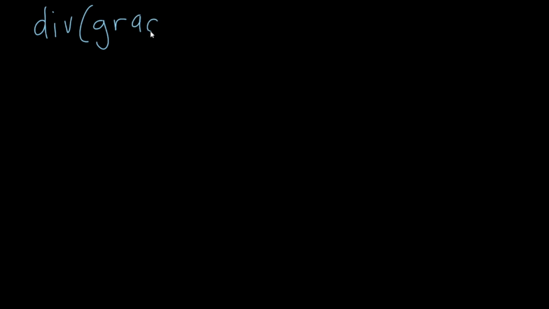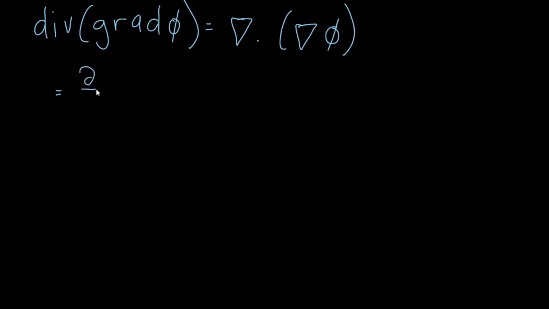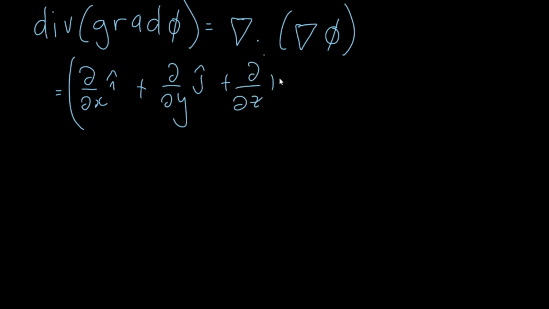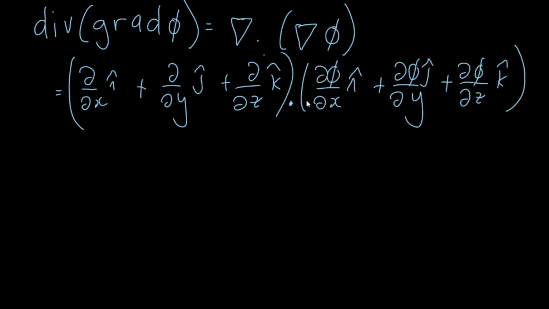So that's grad of φ. So what we're doing is the del operator dot product with del φ. And we can just write this out fairly easily. So the del operator is ∂x, ∂y, and ∂z. Multiplying this by the gradient vector, taking the dot product, i and i is 1, and perpendicular vectors multiplied give 0. So what we're left with is the second derivative of φ with respect to x squared.